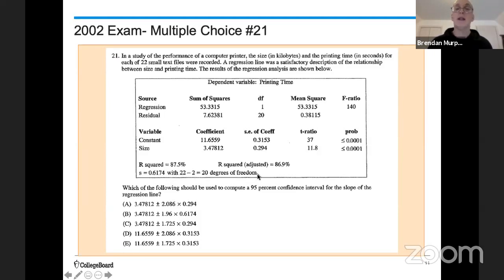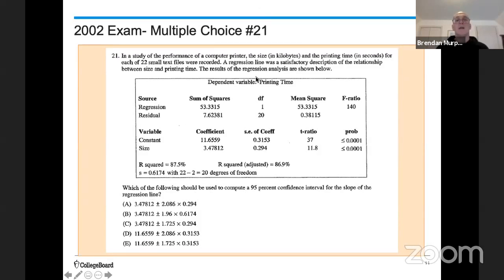Okay, well, there's your little hint that perhaps this is inference for regression, inference for our regression model. And College Board was nice and kind of gave you a little hint here. Again, all year we've done degrees of freedom as n-1, and now all of a sudden it's n-2. Which of the following should be used to compute a 95% confidence interval for the slope of the regression line? Okay, so that's what I was talking about earlier.